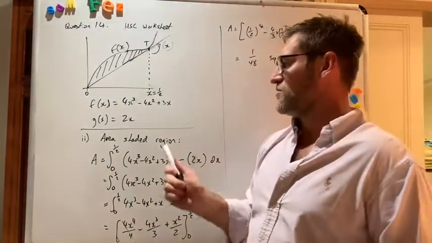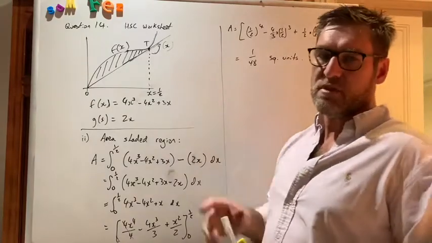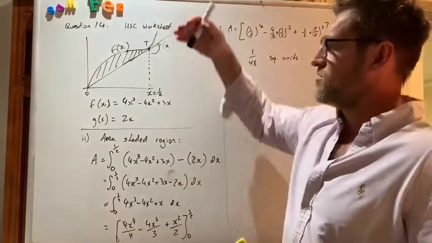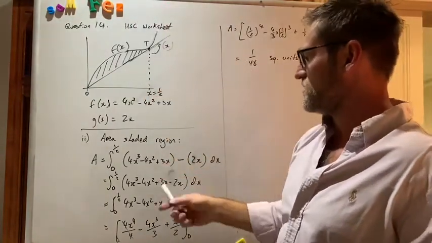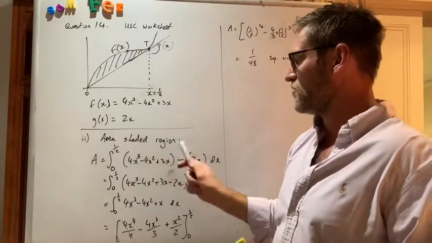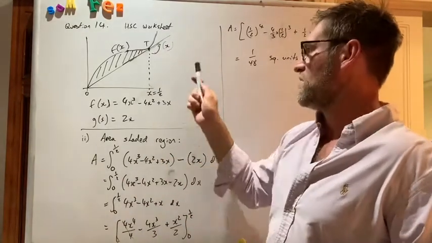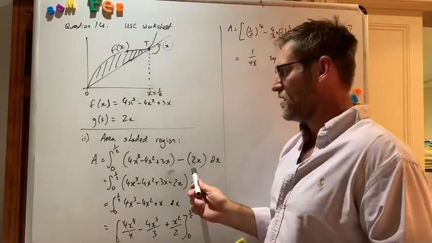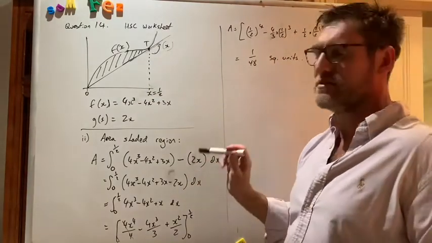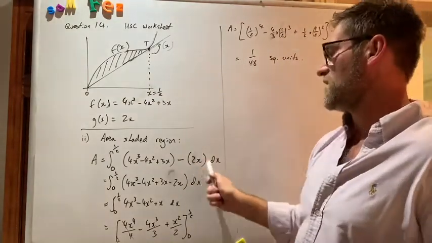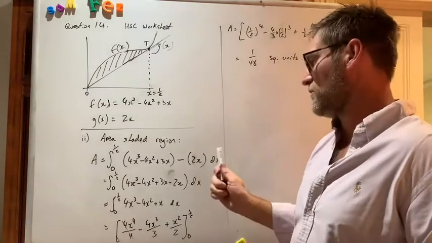Continuing on, part 2, area of the shaded region. If you're not getting this by now, it's top function minus the bottom function. Now it has to be the whole thing. We looked at one in the previous video. We said it has to be the whole thing minus the bottom function. If you don't put it in brackets, you can really screw it up by missing a minus or something like that. Anyway, we should be right today.